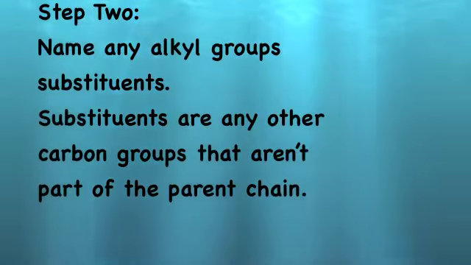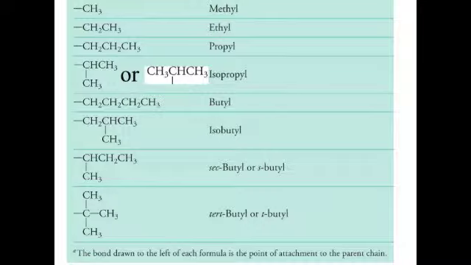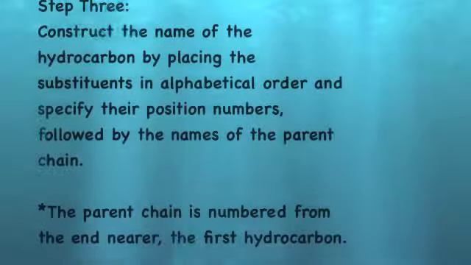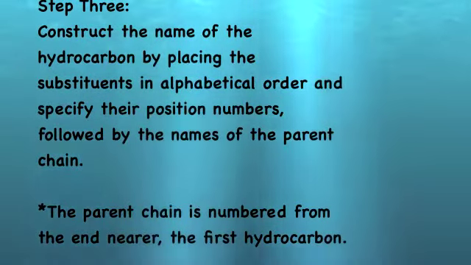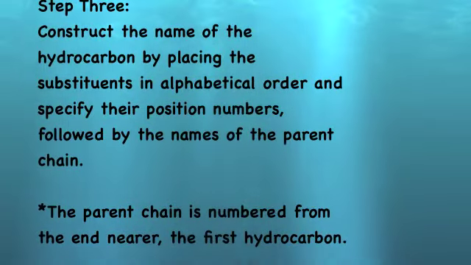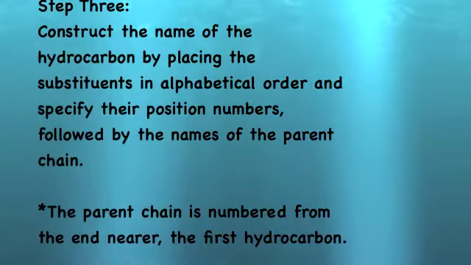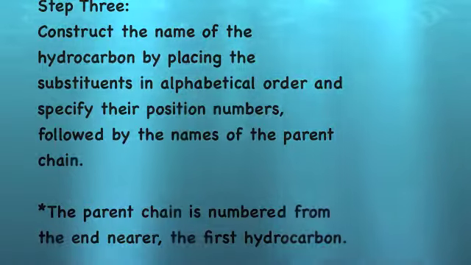Step 2. Name any alkyl group substituents. Substituents are any other carbon groups that aren't part of the parent chain. Determine the point of attachment of substituents to the parent chain. Step 3. Construct the name of the hydrocarbon by placing the substituents in alphabetical order and specifying their position numbers, followed by the name of the parent chain. The parent chain is numbered from the end nearest the first substituent.